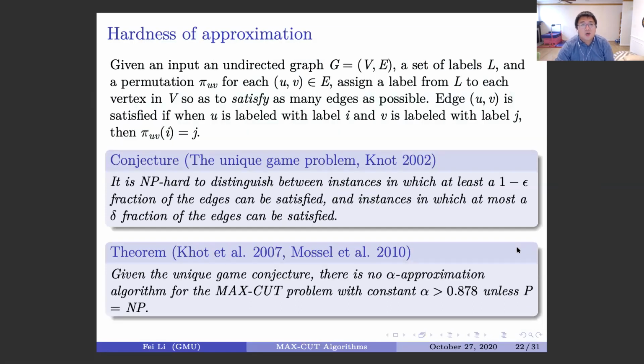And then we know that for approximation algorithms on classic computers, if the unique games conjecture is true, then we couldn't get a better approximation ratio than 0.878 unless P equals NP. So what does it mean? It means that if the conjecture is true, this is the best approximation algorithm that we can get, no matter whether you are using classic computers or quantum computers.